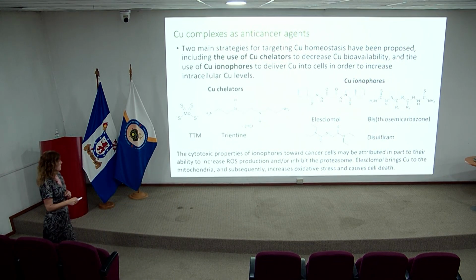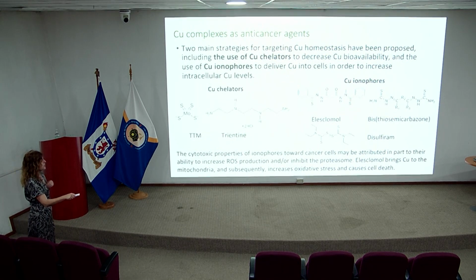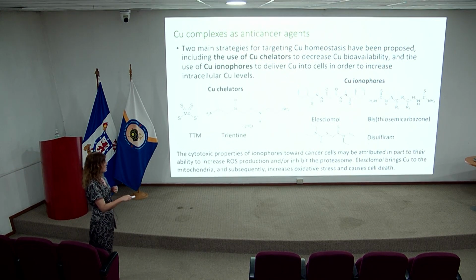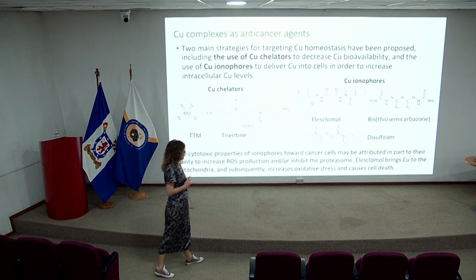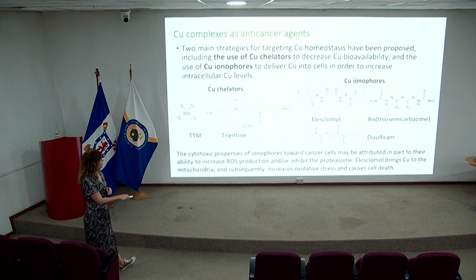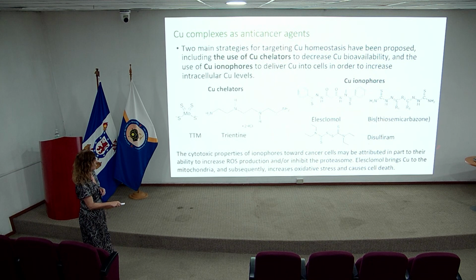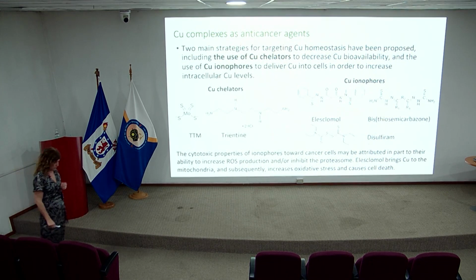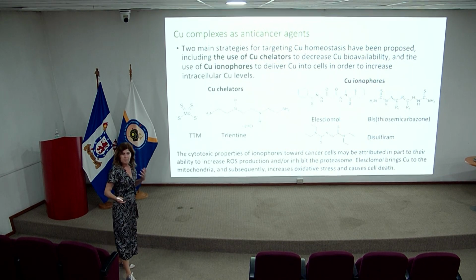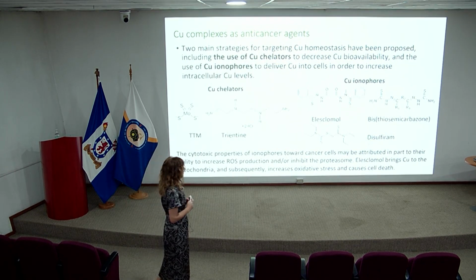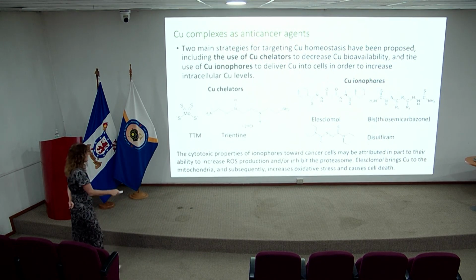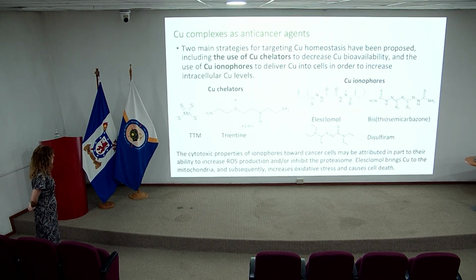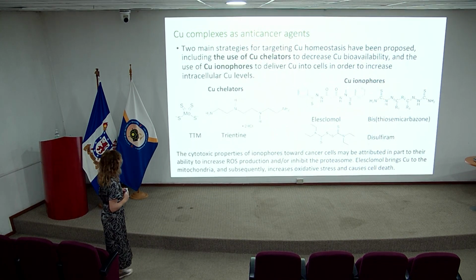And I show you here some examples. The bis-thiosemicarbazones. This is a field of research in which many different compounds have been developed, some with very interesting results. And we also have this molecule, disulfiram. Disulfiram was developed, I think, for the treatment of alcoholism. It's administered to people that suffer from alcohol addiction. It's on the market, but it can complex copper and form complexes that have very interesting anti-cancer properties.